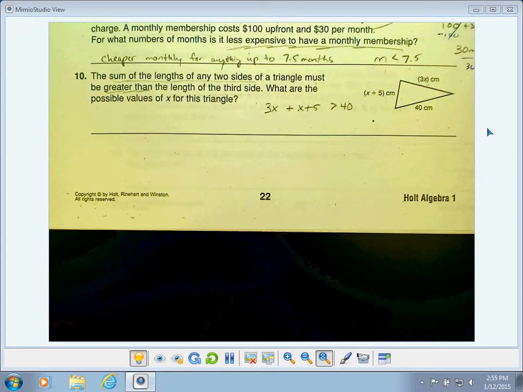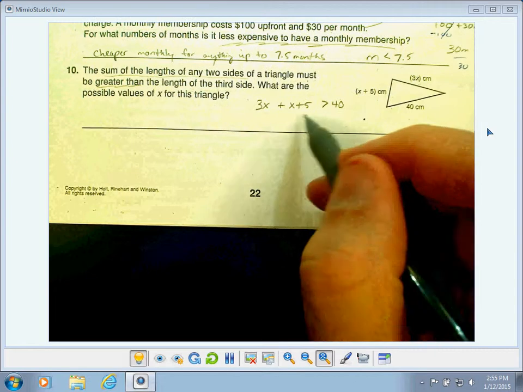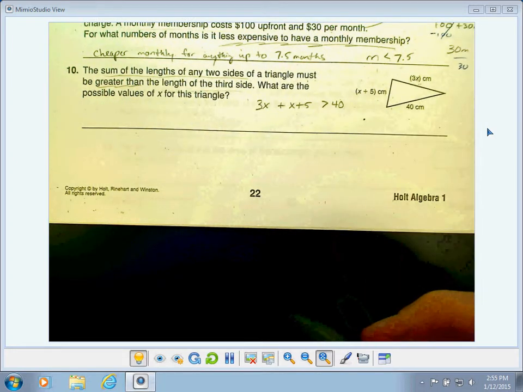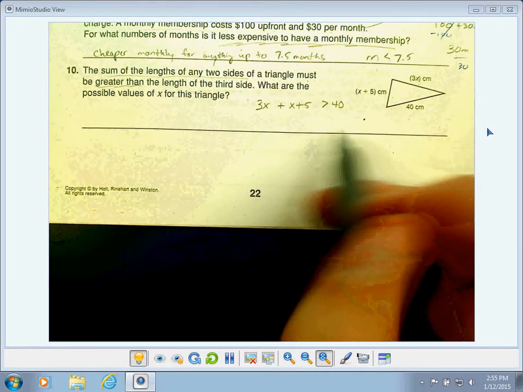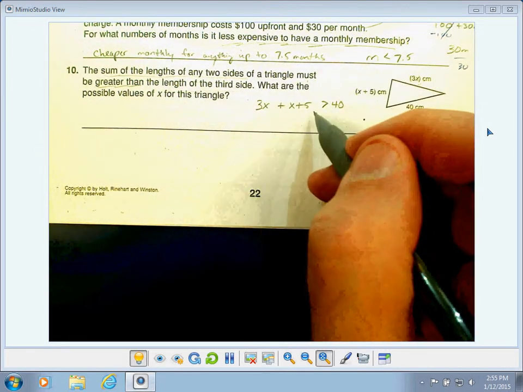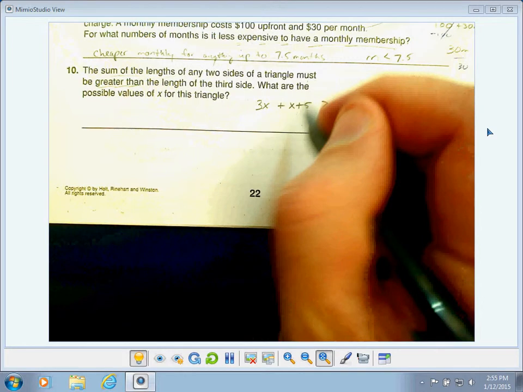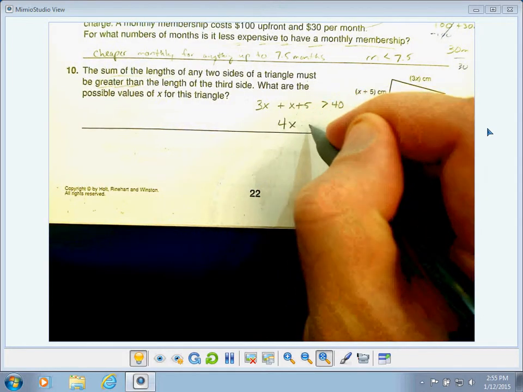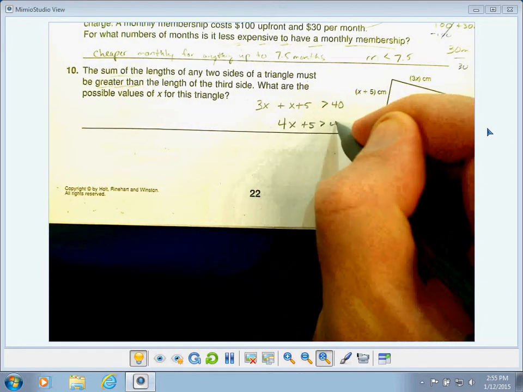So you could have written this a little bit differently. As long as you took two of the sides over here, added them, and made it greater than the third side, it would be okay. I think this is pretty much the easiest way to write it. So I have a little bit of combining like terms to do. 3x and x are like terms. So this is 4x plus 5 greater than 40.